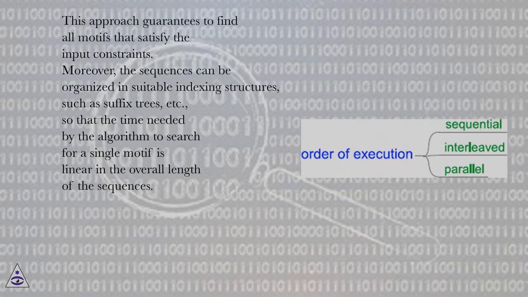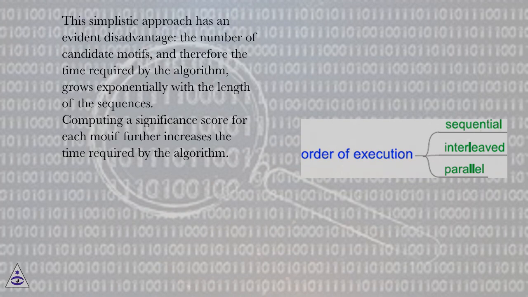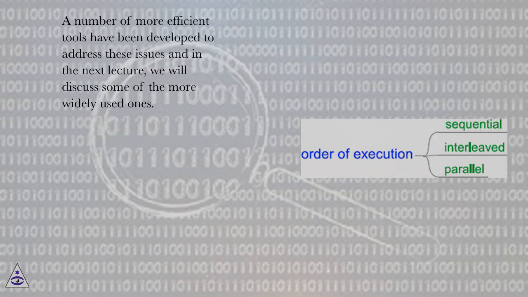Moreover, the sequences can be organized in suitable indexing structures, such as suffix trees, so that the time needed by the algorithm to search for a single motif is linear in the overall length of the sequences. This simplistic approach has an evident disadvantage: the number of candidate motifs, and therefore the time required by the algorithm, grows exponentially with the length of the sequences. Computing a significance score for each motif further increases the time required by the algorithm. A number of more efficient tools have been developed to address these issues, and in the next lecture, we will discuss some of the more widely used ones.